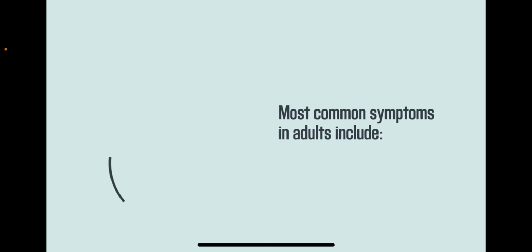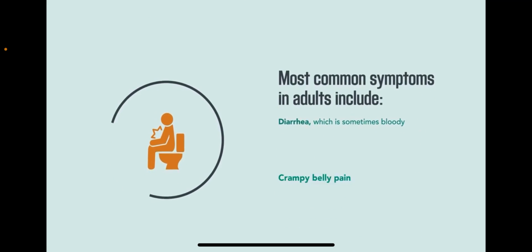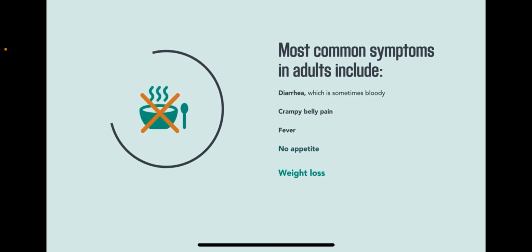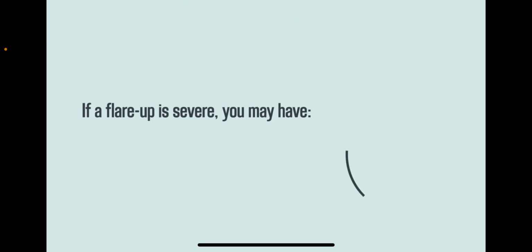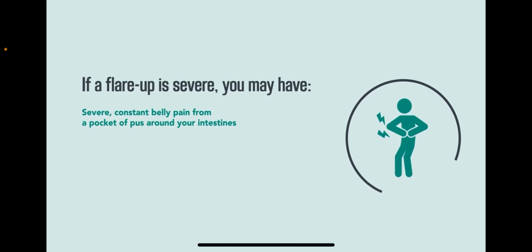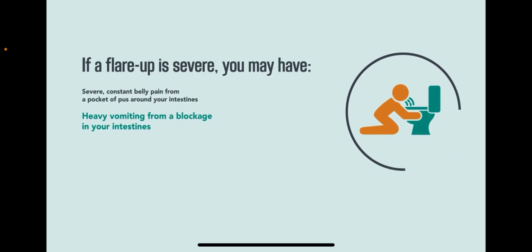The most common symptoms of Crohn disease include diarrhea, which is sometimes bloody, crampy belly pain, fever, no appetite, and weight loss. If a flare-up is severe, you may have severe, constant belly pain from a pocket of pus around your intestines, or heavy vomiting from a blockage in your intestines.